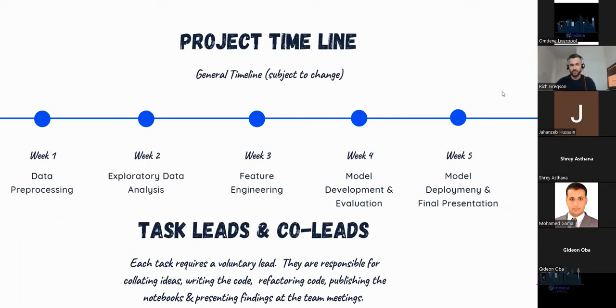To make a valid contribution. Week 3 is feature engineering, so that's going to be scaling your features, creating new features, removing them, all that kind of thing to basically get our data fit for consumption by a model. Week 4 is model development and evaluation.